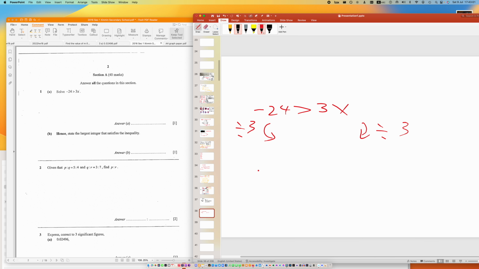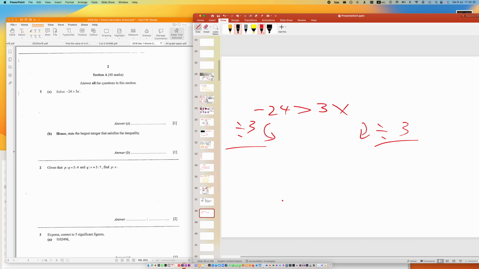What do you have? I have 3 and x. What have you done? Divide by 3. So does the inequality sign change? Change or no change? Change. You repeat the first statement.